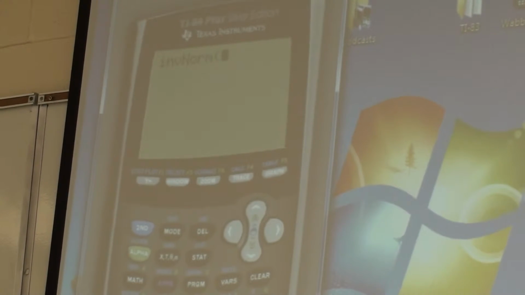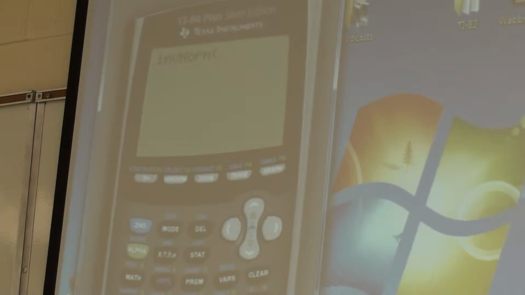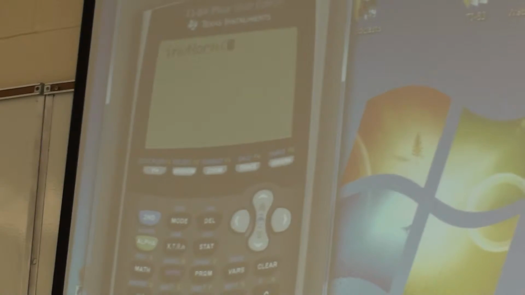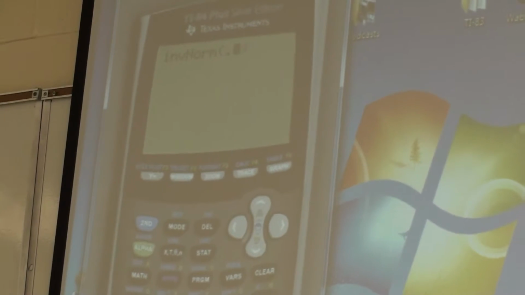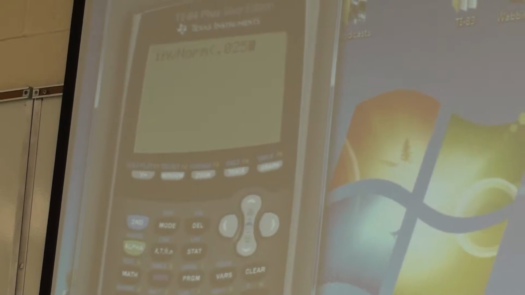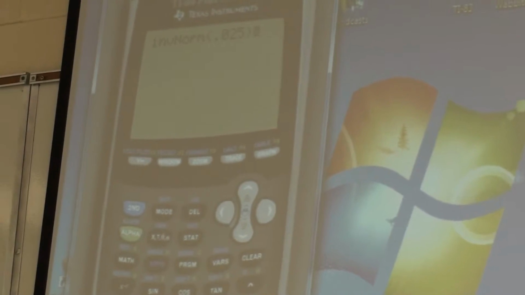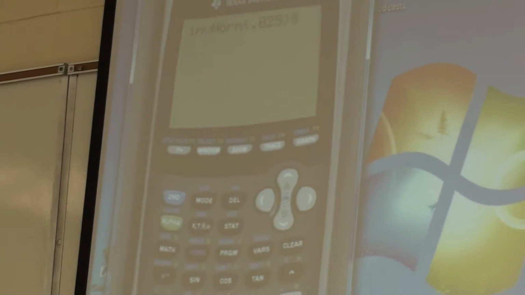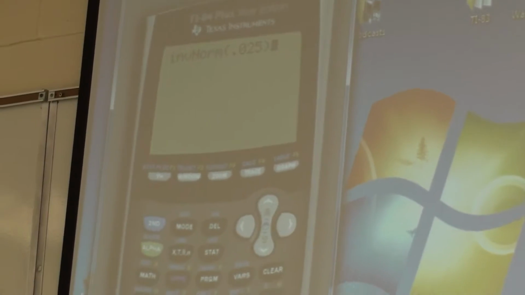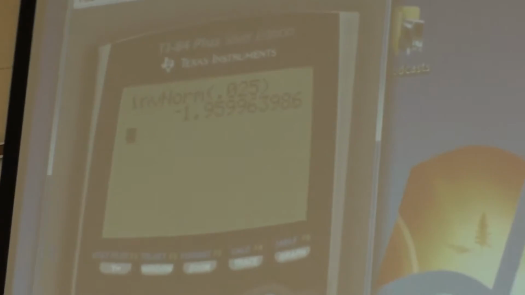And I'm just going to type in that 0.025. Are you ready? And what should we get? What do we expect the answer to be? It should be negative 1.96 because it is going to go from area down to z value. Are folks ready? It worked, negative 1.96.